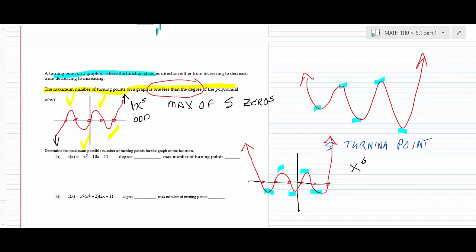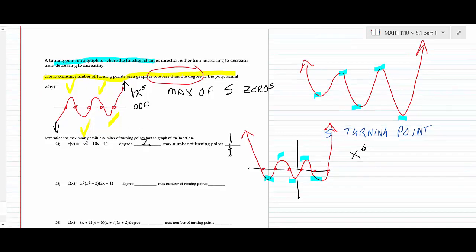Now, doing these problems here is a breeze. What's the degree of number 24? 2. So what's the maximum number of turning points? 1. There you go. So there's nothing to it.